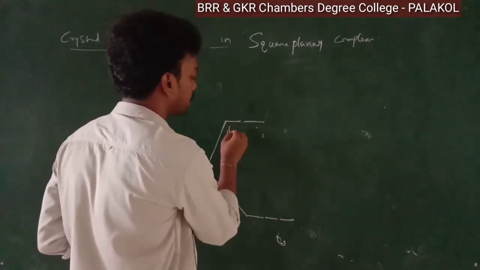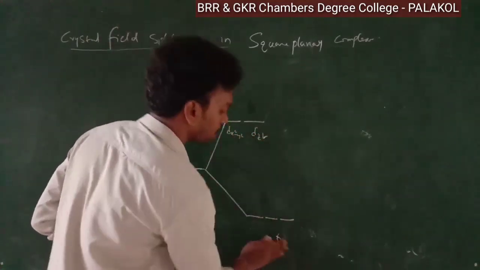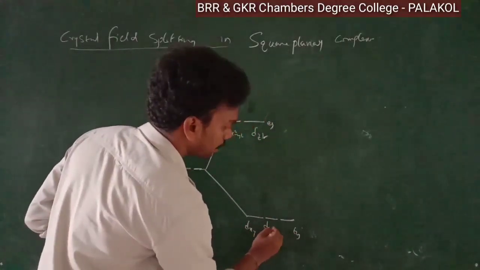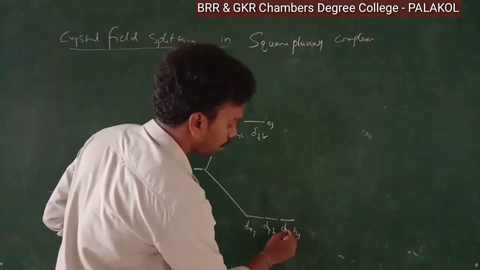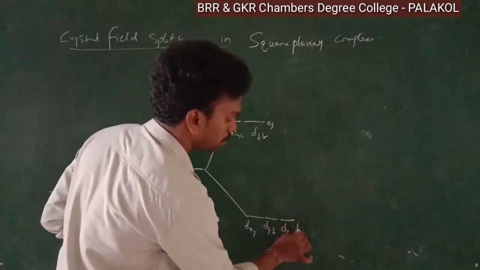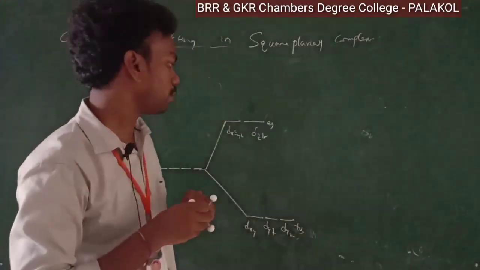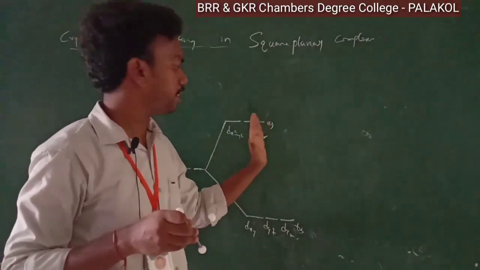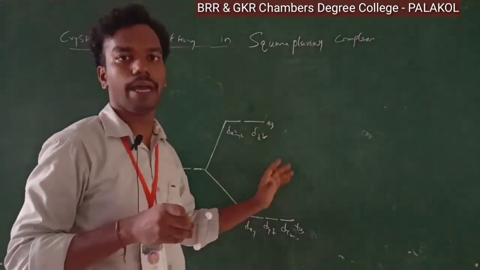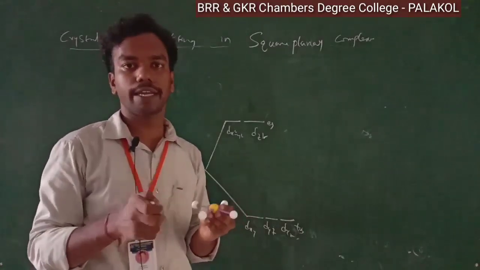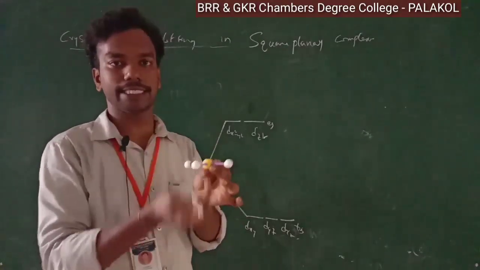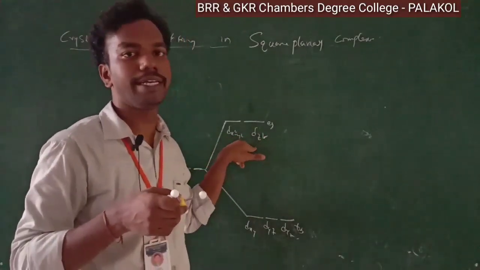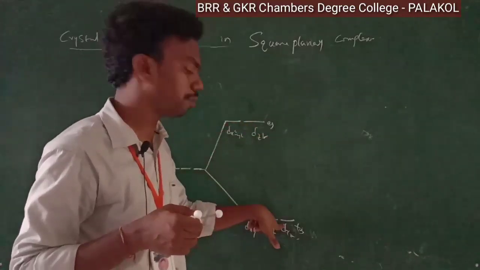So this is Eg and T2g. The Eg orbitals are dx square y square and dz square, and the T2g orbitals are dxy, dyz, dxz. Up to here the splitting is the same as in the octahedron. But what is the difference between octahedron and square planar? In the octahedron, we have two ligands along the z axis, so the repulsions along the z axis make dx square y square and dz square degenerate, with the same energy, and these three orbitals have the same energy.